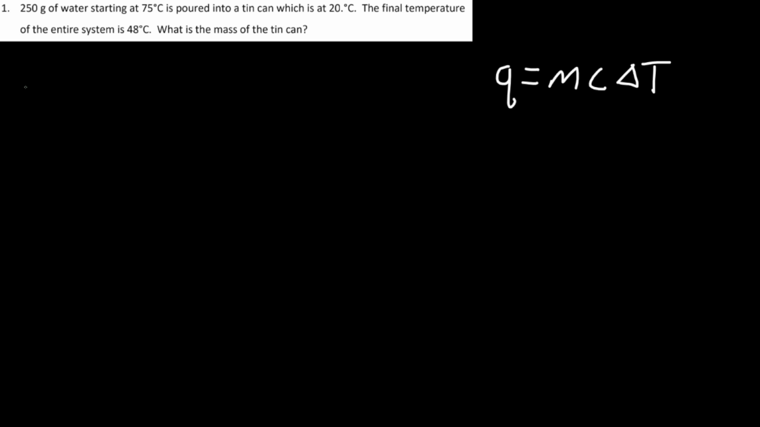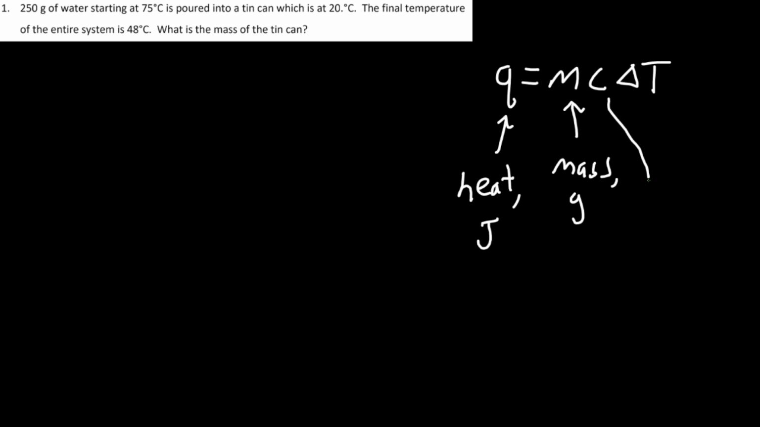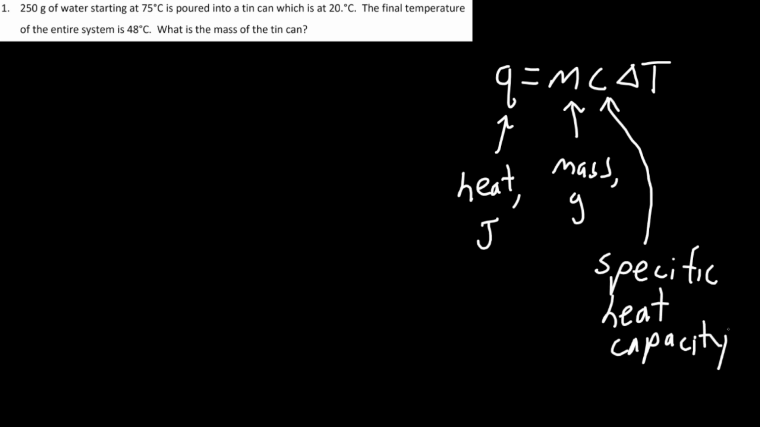Hello everyone. So today's question, we will be solving questions using the equation Q equals mc delta T. So Q stands for heat, and this is measured in joules, so J. M is mass, and this will be measured in grams. C is something called specific heat capacity. This is how much energy is required to increase or decrease the temperature of an object by 1 degree.